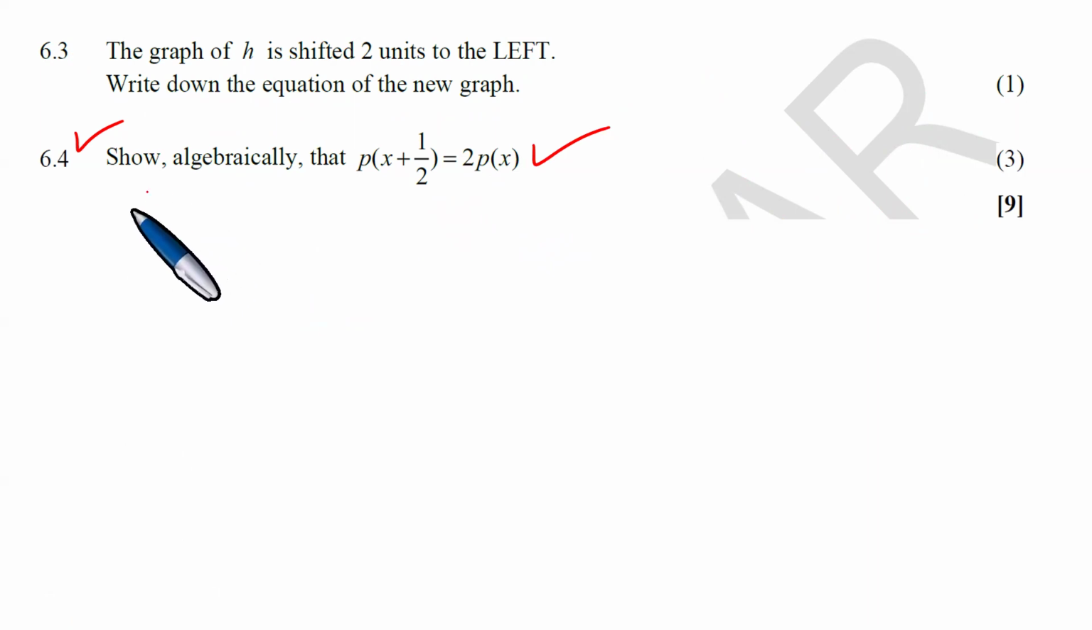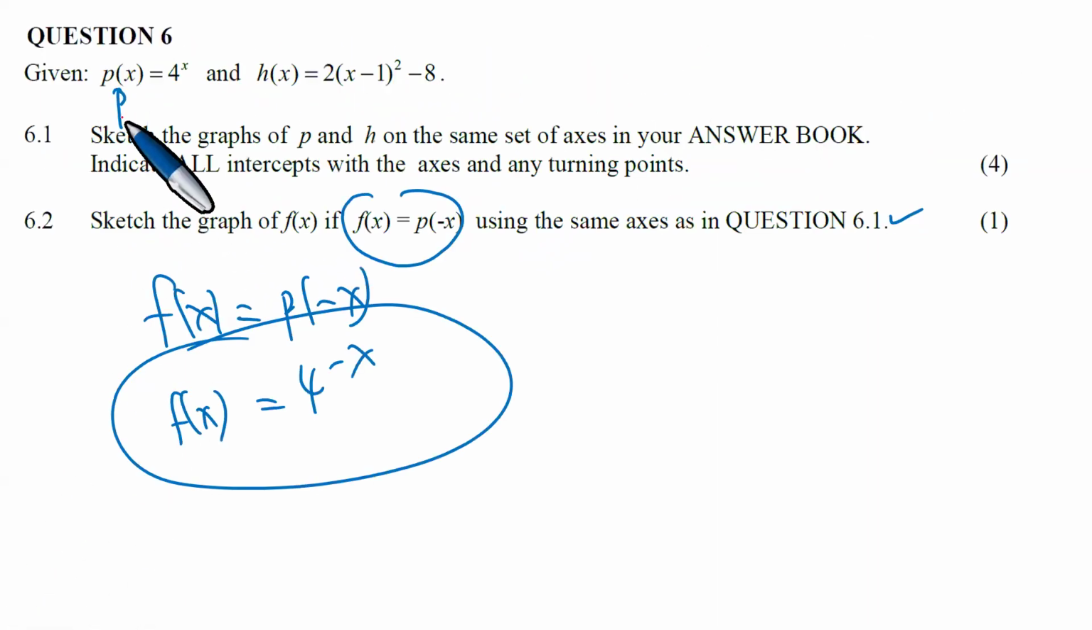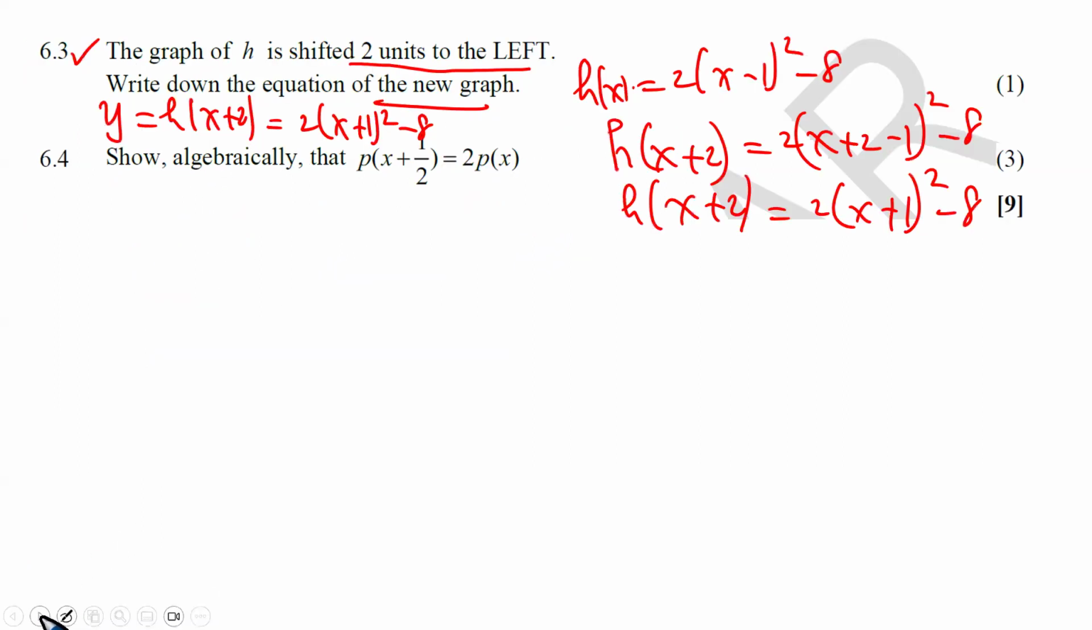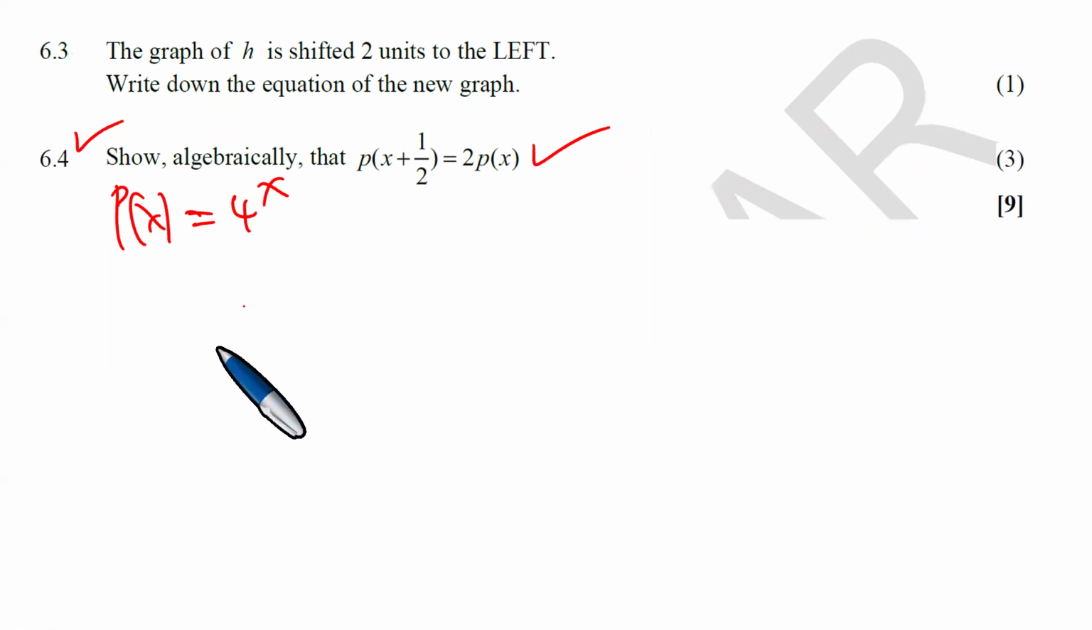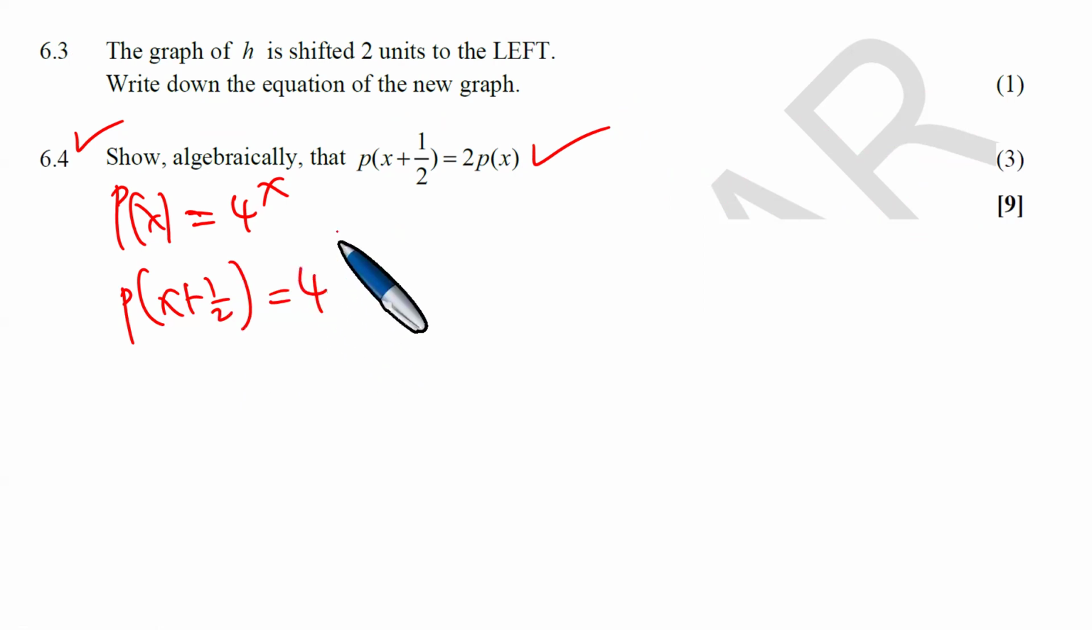So now we're going to take the function p. We remember that the function p of x is 4 to the power x. I'm not just inventing this, we're given that p of x equals 4 to the power x, which means that p of x plus 1/2 is 4 to the power x plus 1/2.